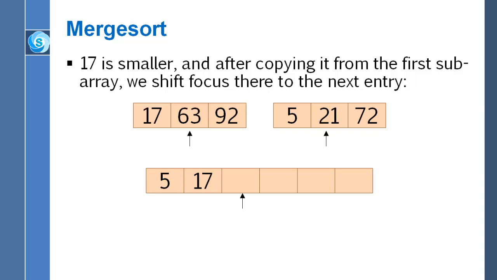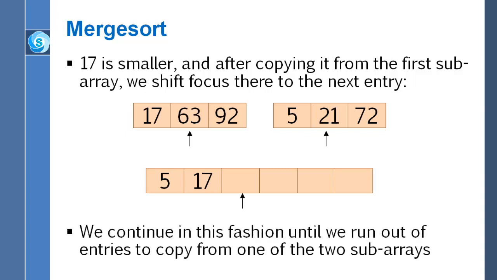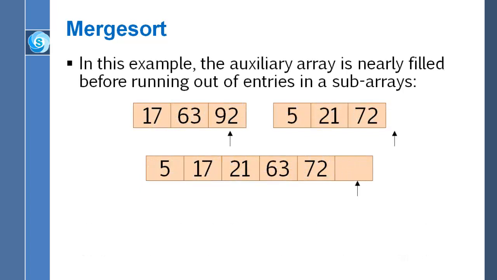We continue. We're going to compare 63 with 21. 21 is the smaller, so we copy 21 into the auxiliary array. This continues until we run out of numbers to look at in one of the 2 subarrays. Okay? Eventually it's going to happen that we run out of numbers in one of the two subarrays. In this example, that isn't going to happen until very close to the end.